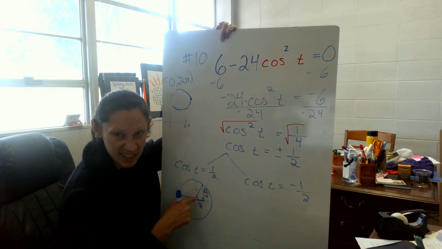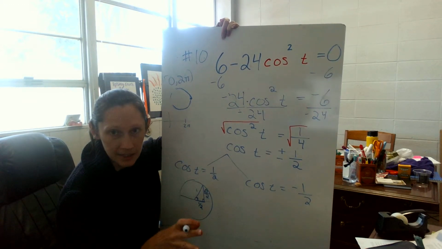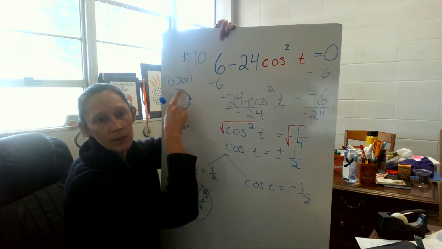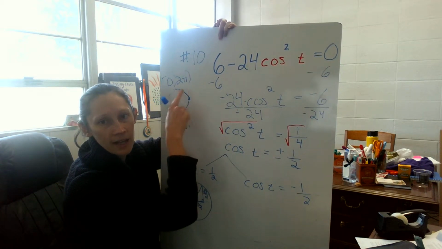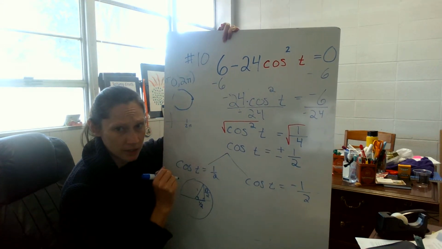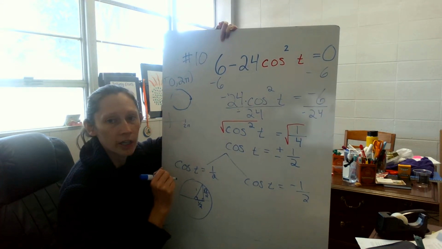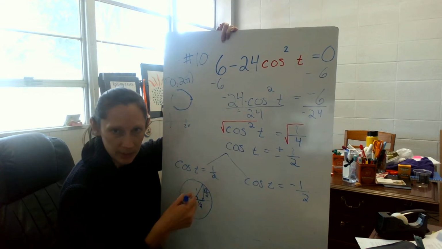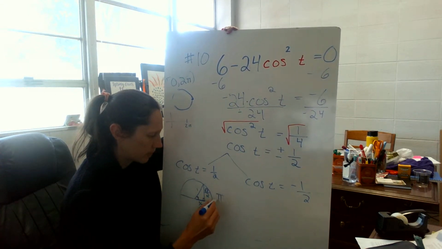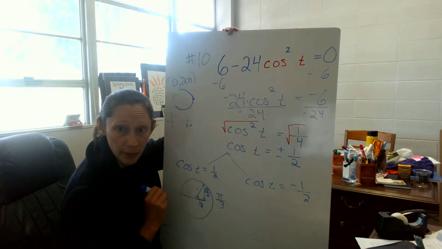So this is a 60-degree angle, but 60 is not going to give me the right answer. The reason is WebAssign wants me to use radians. Look at how they set up their directions: find all the angles between 0 and 2 pi. They're not talking degrees. We're talking radians. So I have to think about 60 degrees being equal to pi over 3. There's one of my 4 answers.